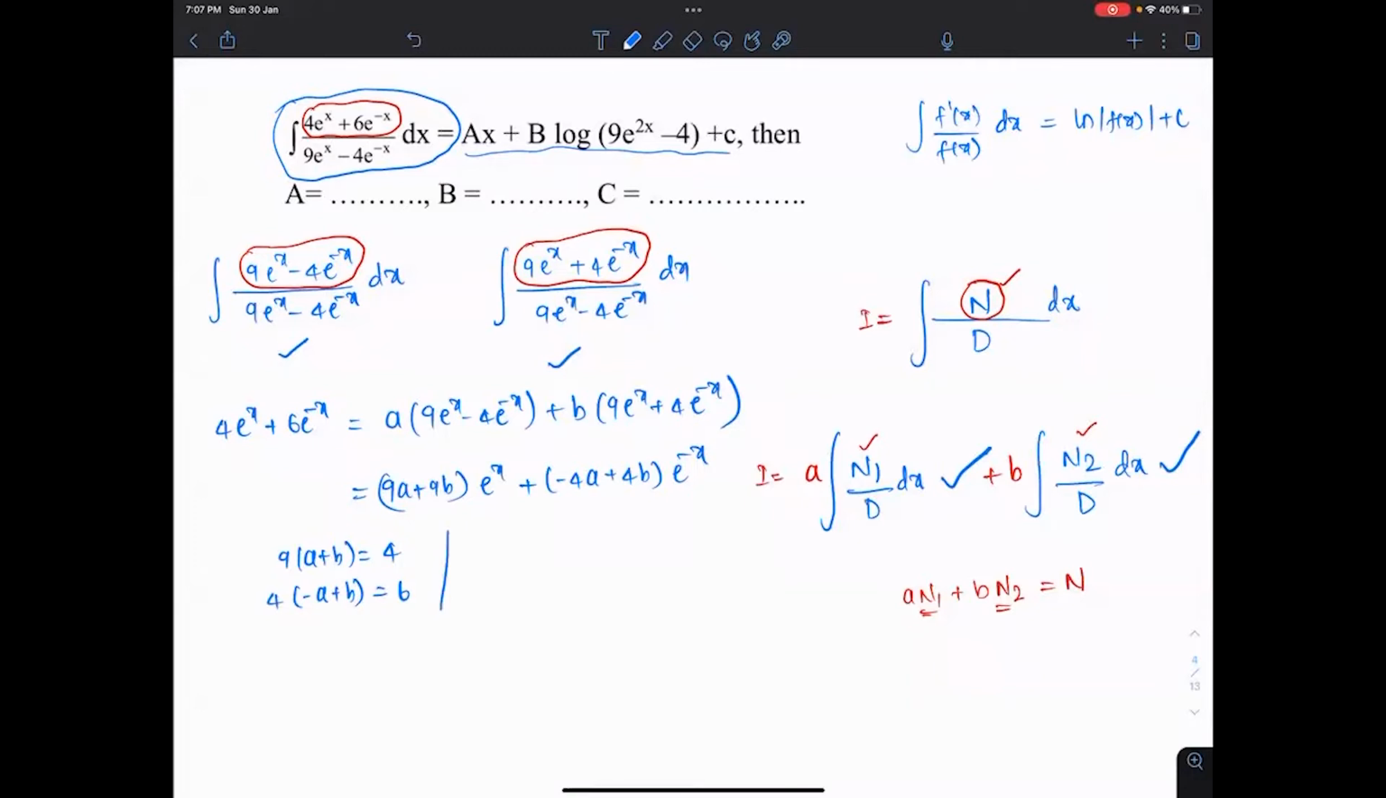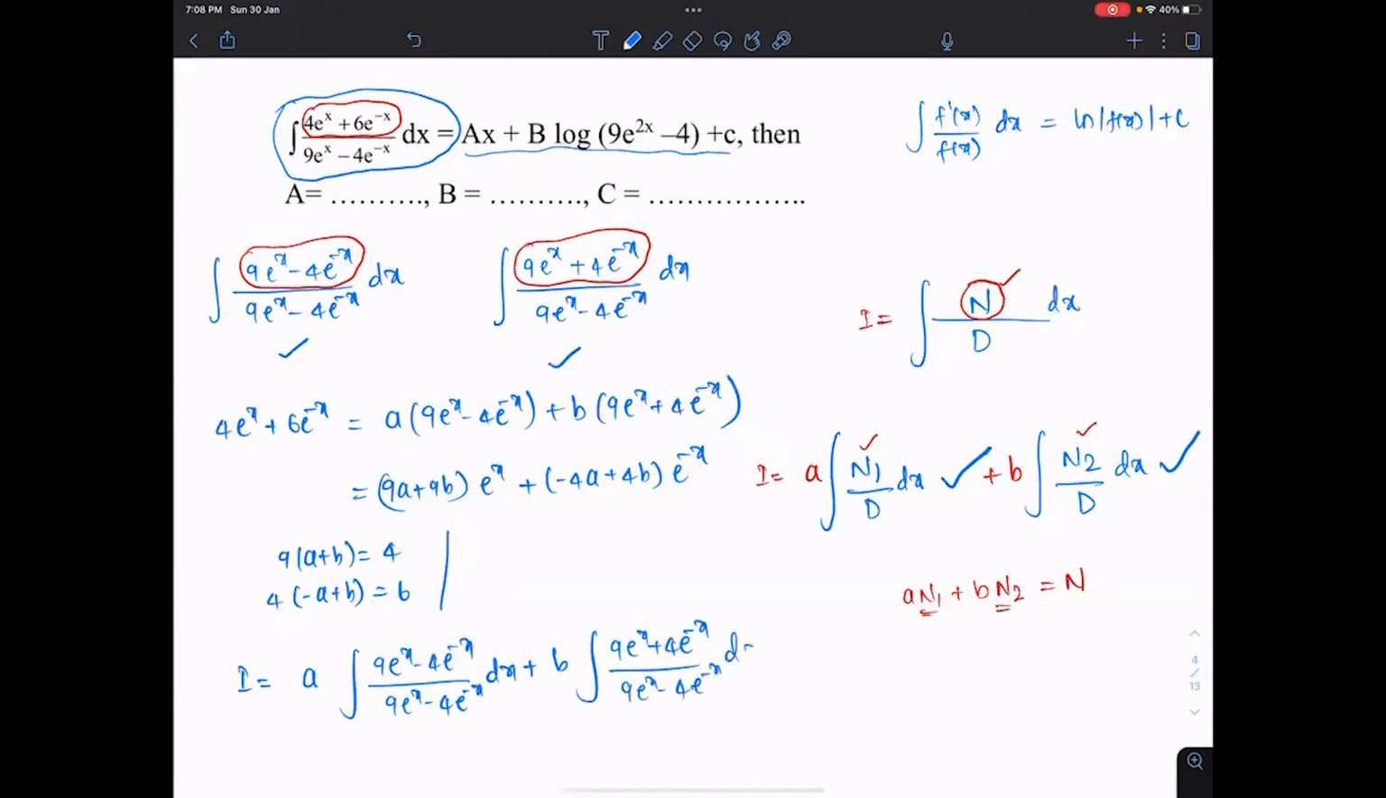So your integration overall, I, can be written as a times the first integral, 9 e power x minus 4 e power minus x by 9 e power x minus 4 e power minus x, plus b times the integral of 9 e power x plus 4 e power minus x by 9 e power x minus 4 e power minus x dx. Done. This integral is x only. This integral is ln of the denominator.